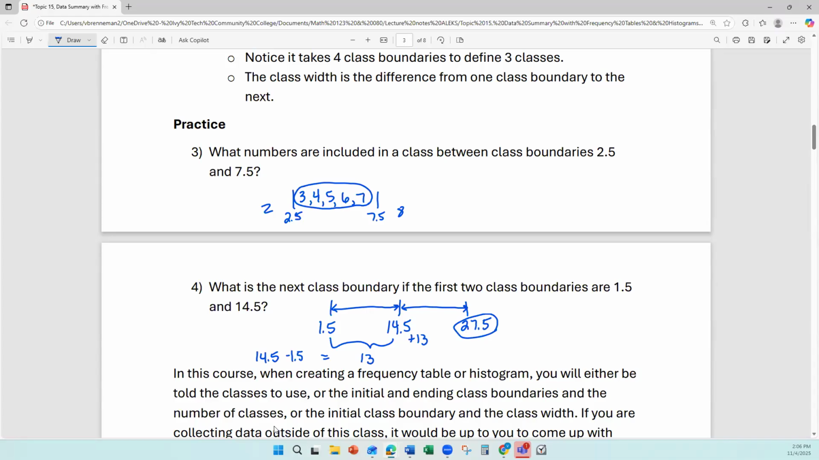So that's just a little bit of background about class boundaries, class widths, and how those class labels work.